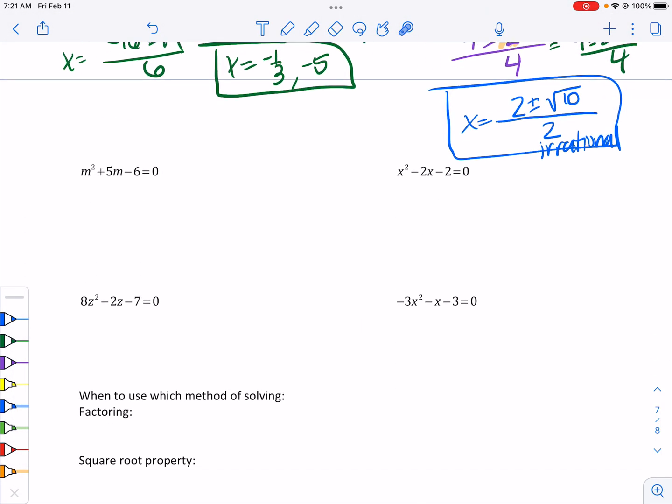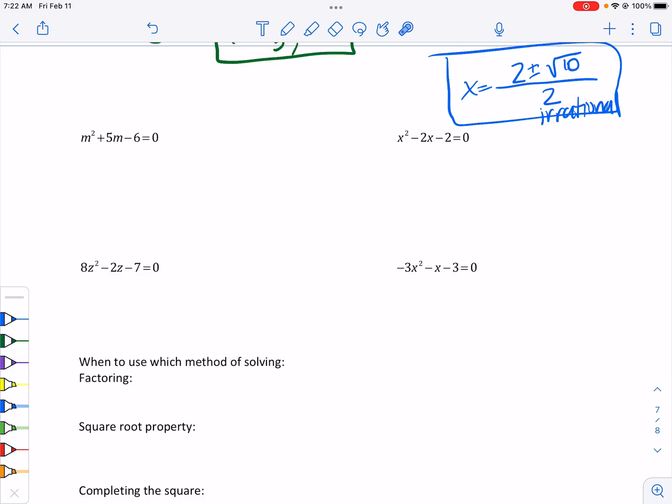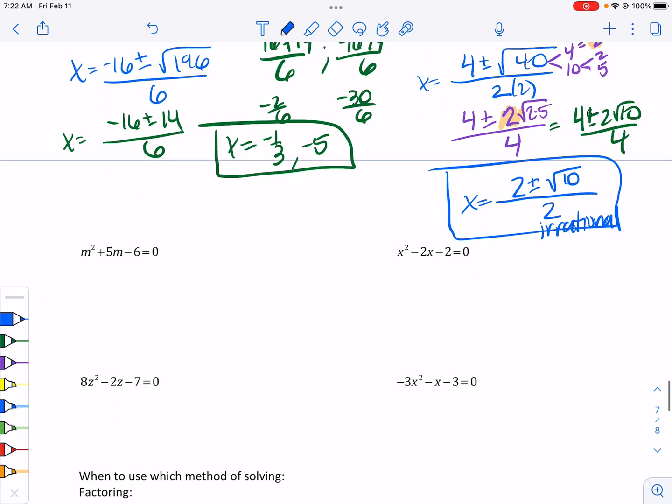So let's take a look at this one. Notice, I should have done one that wasn't set equal to 0. Notice on all of these, they were already set equal to 0. So if we had a problem like m squared plus 5m equals 6, it's not set equal to 0. So I first have to set it equal to 0, by subtracting 6.